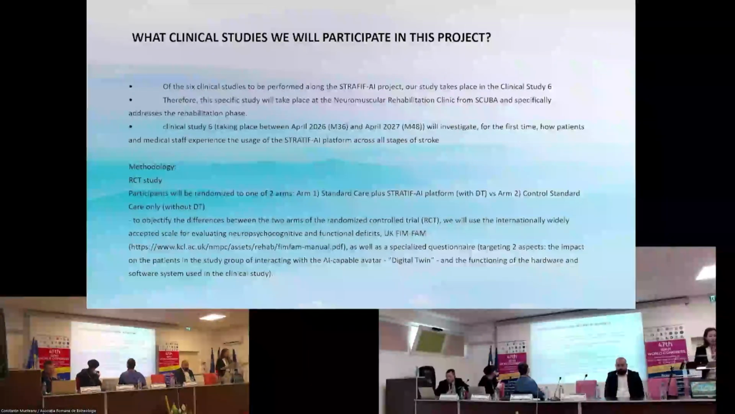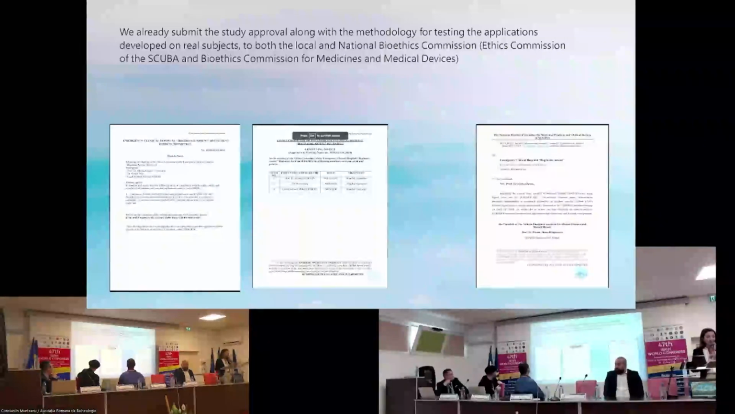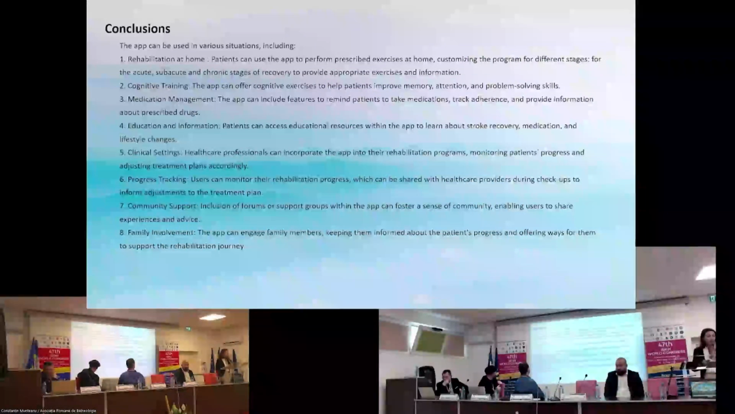Of the only 6 clinical studies to be performed along the Stratify project, our study takes place as clinical study 6 in the neuromuscular rehabilitation clinic from Scuba in 2026. And then we will investigate for the first time how patients and medical staff experience the usage of this Stratify platform across all stages of stroke. We already submitted the study approval, along with the methodology for testing the application developed on real subjects, to both the local and the National Bioethics Commission. These are the approvals. And in the conclusion, why this app can be used for patients with stroke.